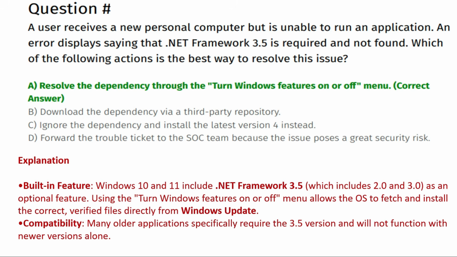And the correct answer for this question is option A, resolve the dependency through the Turn Windows features on or off menu. So let's check the explanation. And the explanation is, built-in feature: Windows 10 and 11 include .NET Framework 3.5, which includes 2.0 and 3.0, as an optional feature. Using the Turn Windows features on or off menu allows the OS to fetch and install the correct verified files directly from Windows Update.